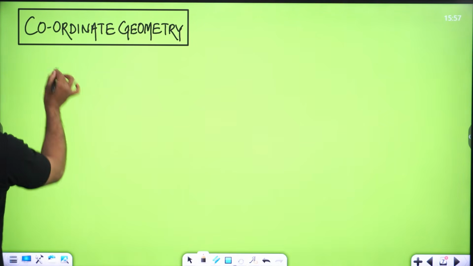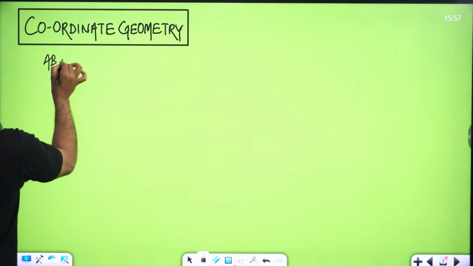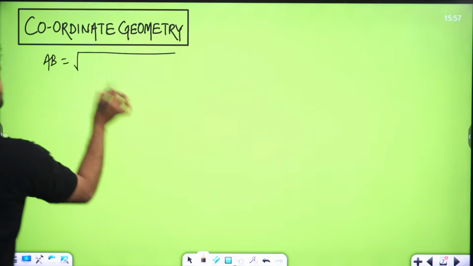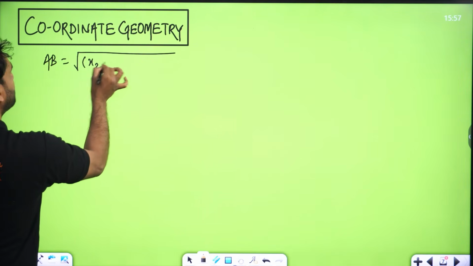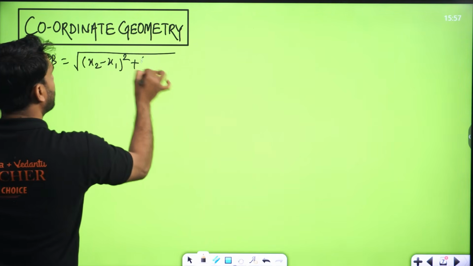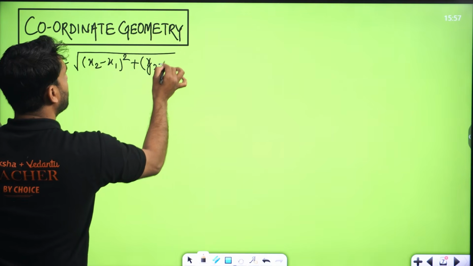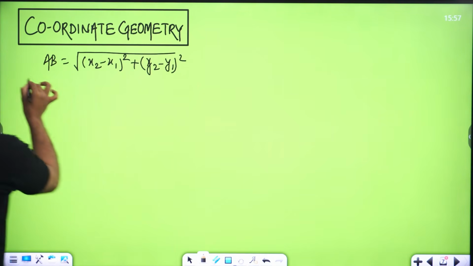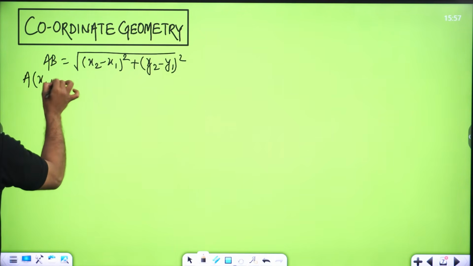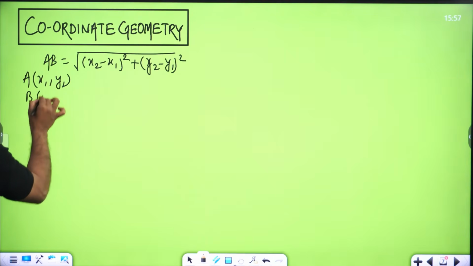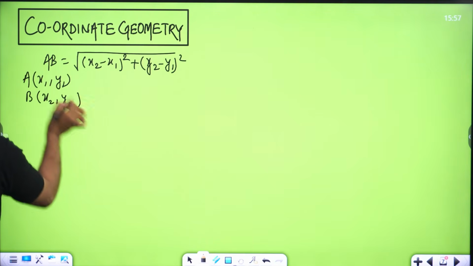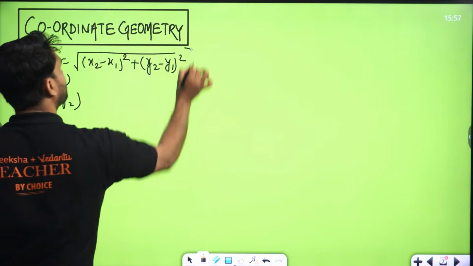There is nothing special to tell you about coordinate geometry. So my dear, to find the distance formula, if two coordinates are there, AB, this will be x2 minus x1 whole square plus y2 minus y1 whole square. A is what, my dear? Here A has coordinate x1 y1 and B has coordinate x2 y2. So this is called distance formula, right?